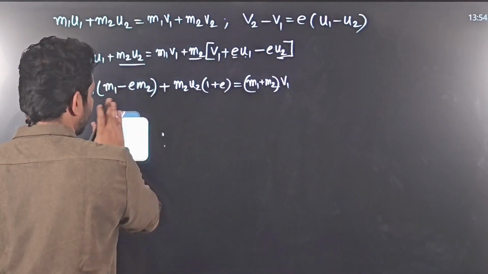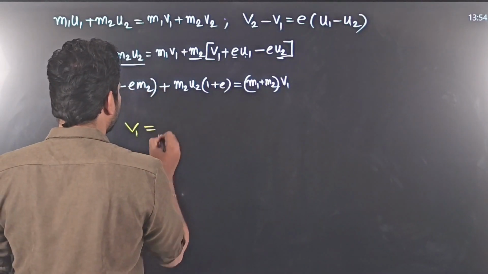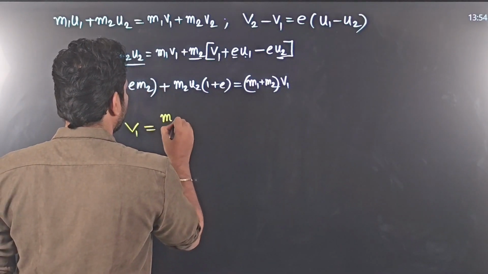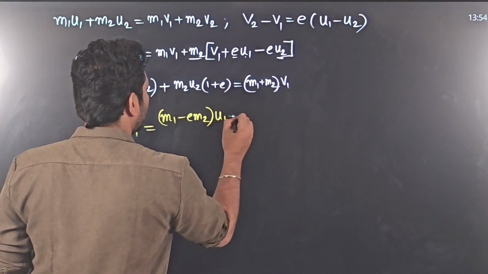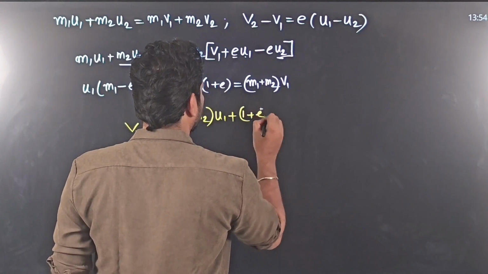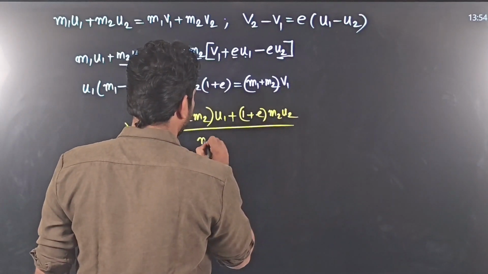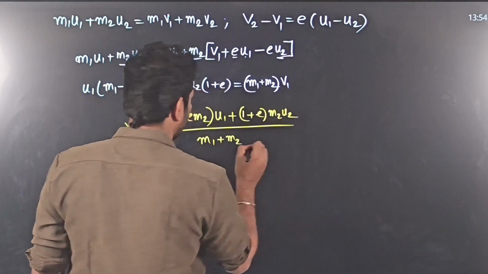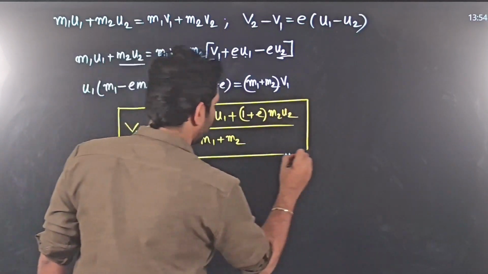So v1, let me highlight the result. v1, the velocity of the first body after collision, is m1 minus E m2 into u1 plus 1 plus E into m2 u2, divided by m1 plus m2. This is v1.